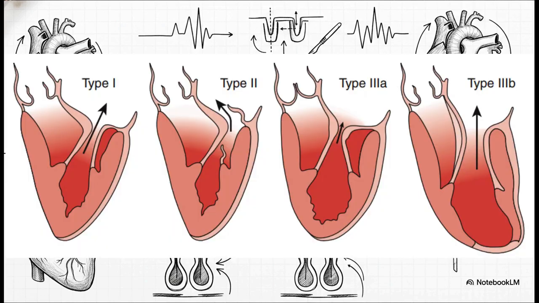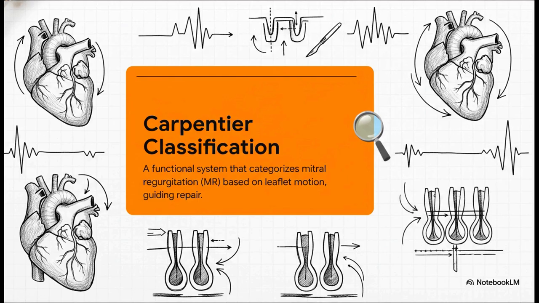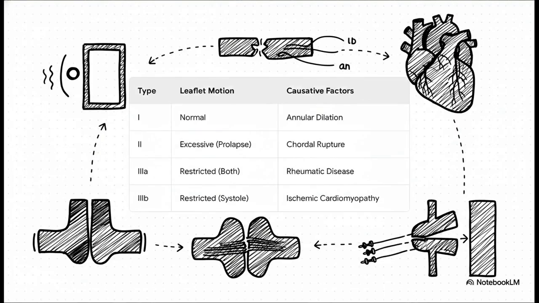It's a functional system that brilliantly organizes MR based on how the leaflets are moving. And this is so important because it directly tells the surgeon what kind of repair strategy they might need to use. Let's walk through it. Type I is when the leaflets themselves move normally, but the valve still leaks. Think of it like a good door in a warped frame. That's annular dilation. Type 2 is excessive motion, or prolapse. This is where a leaflet billows back into the atrium, often because the little ropes, the chordae, have stretched or snapped. And finally, type 3 is restricted motion.